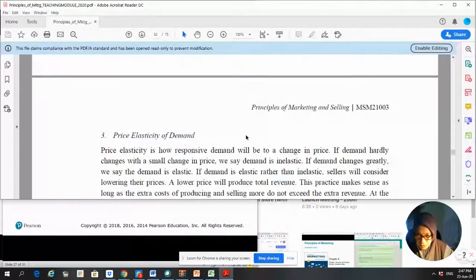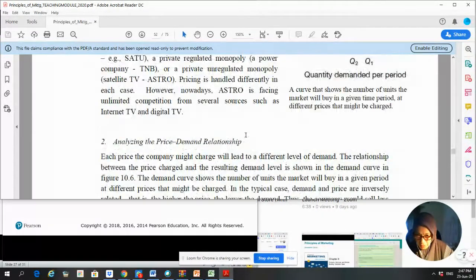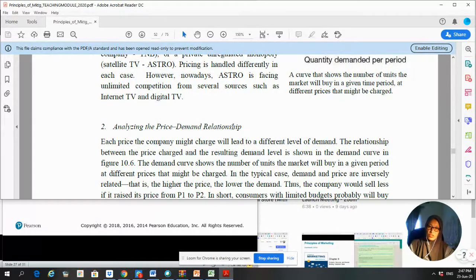And then the last category in terms of analyzing the price-demand relationship, the relationship between demand and supply, is how demand will actually influence the price. When demand is very low, the price is very high, or when demand is very high and there is not enough supply, what will happen to the movement of price that they need to offer.